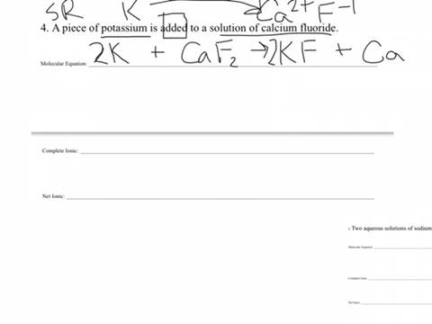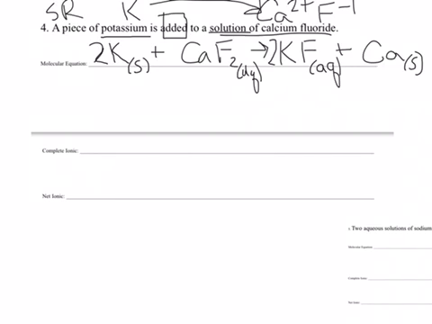Now I need to write the states. Well, a piece of potassium. Potassium is a metal. A piece of it would be a piece of solid. It's added to a solution of calcium fluoride. The word solution is your clue that calcium fluoride is aqueous. And then the fact that you know that any group 1 metal in a compound makes that compound aqueous tells you that potassium fluoride is aqueous. And then calcium, when it's all by itself, again, that's another solid because it is a metal. So that is my molecular equation.